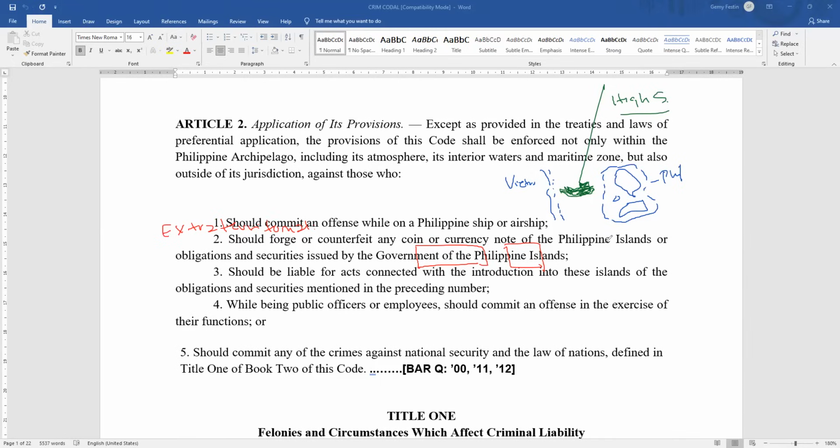So what determines whether it's a Philippine ship or airship? It is the registration. If it is registered in the Philippines, then it's a Philippine ship. If it is not registered in the Philippines, it is not a Philippine ship. So kailangan is the act of registration, and that will be before the Bureau of Customs.